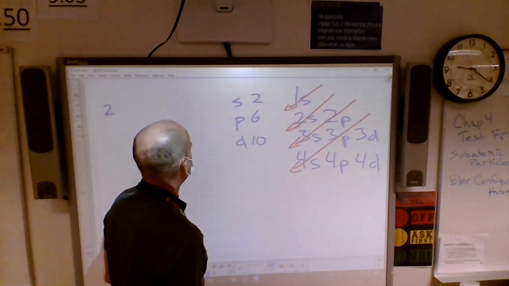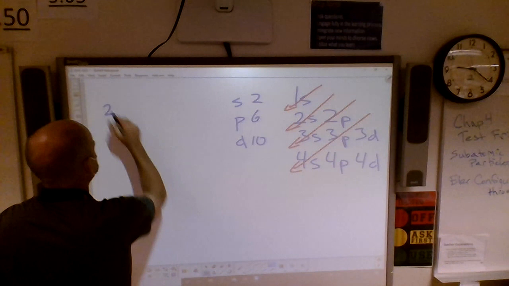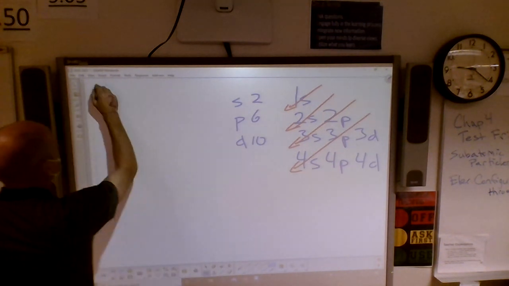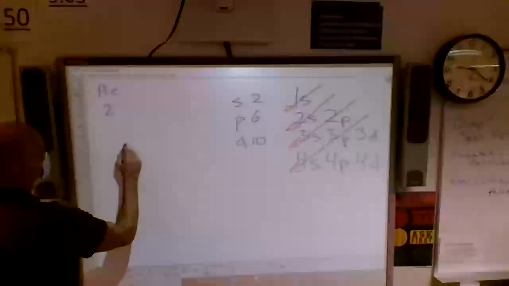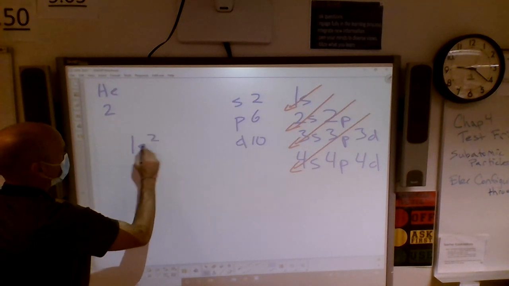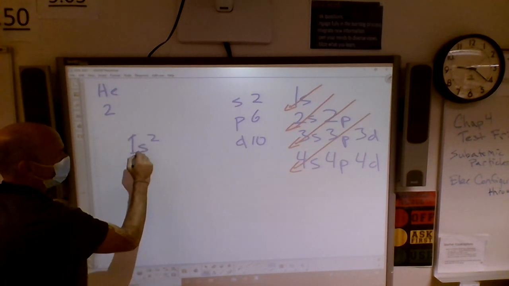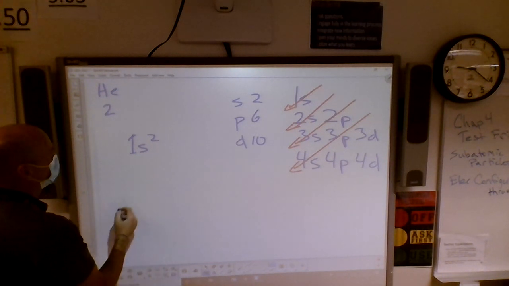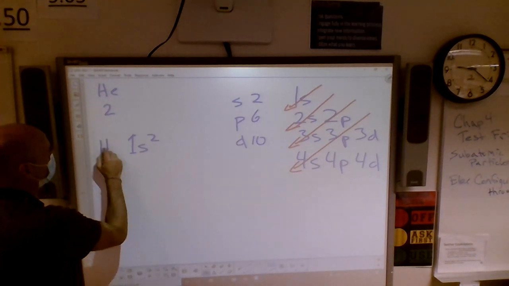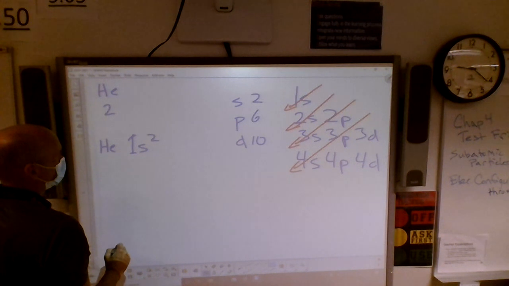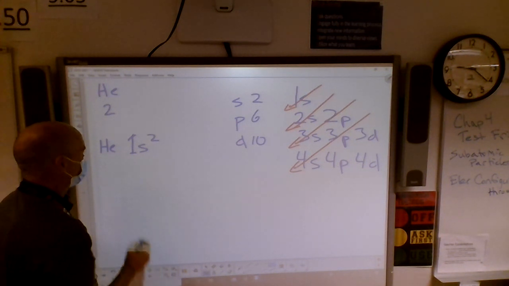So when we do electron configuration, if I want to do helium, I want to write 1s2. That means there are 2 electrons in the first level, the S sublevel. So that'd be the configuration for helium. Right, 2 electrons. Let's try something like beryllium.